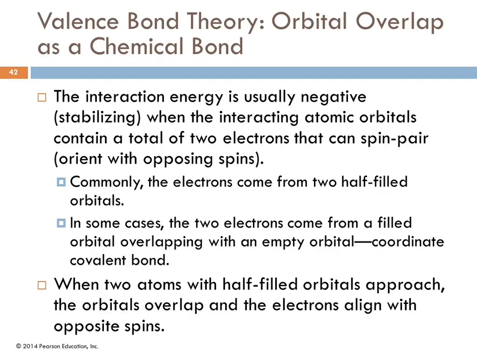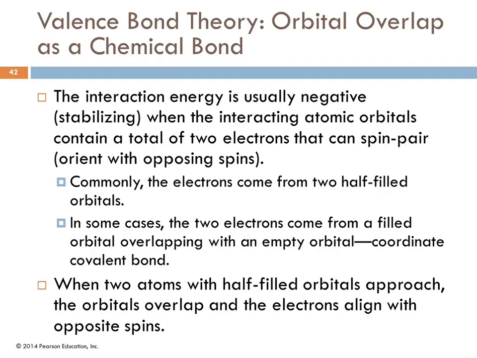The interaction energy is negative when we have interacting atomic orbitals that have electrons that can spin pair, orient with opposing spins. Usually those electrons are going to come from two half-filled orbitals. Because what's the problem with two electrons being close to each other? It's what Will said earlier. They're both negative, like charges repel each other.